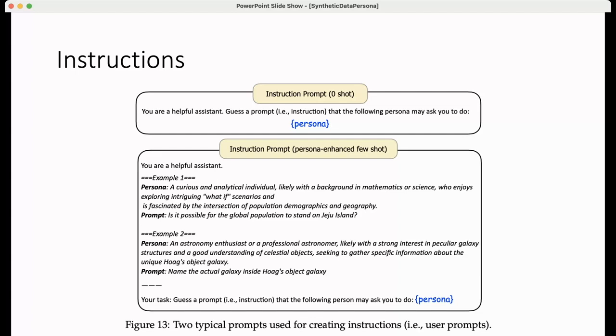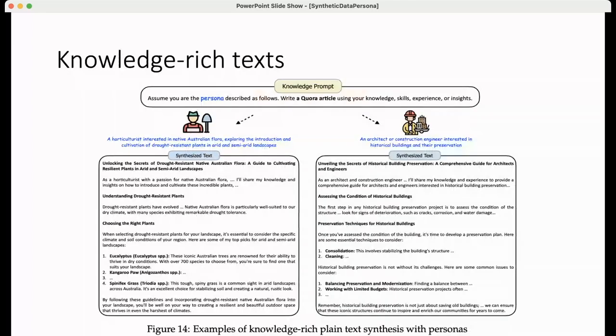Also on instruction following: you are a helpful assistant, and you get a prompt that the following persona may ask you to do. You reverse the direction and ask the assistant to predict what potential instructions the following persona may ask you to do. It kind of inverts the direction to generate the prompts. And you can also help with knowledge-rich text. For example, ask the persona to write a Quora article using the knowledge, skills, experience, and insights, etc. So this is synthetic text generated.